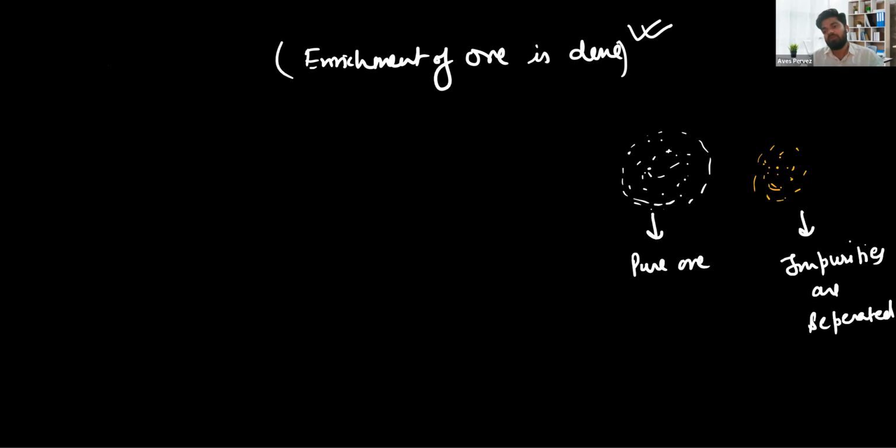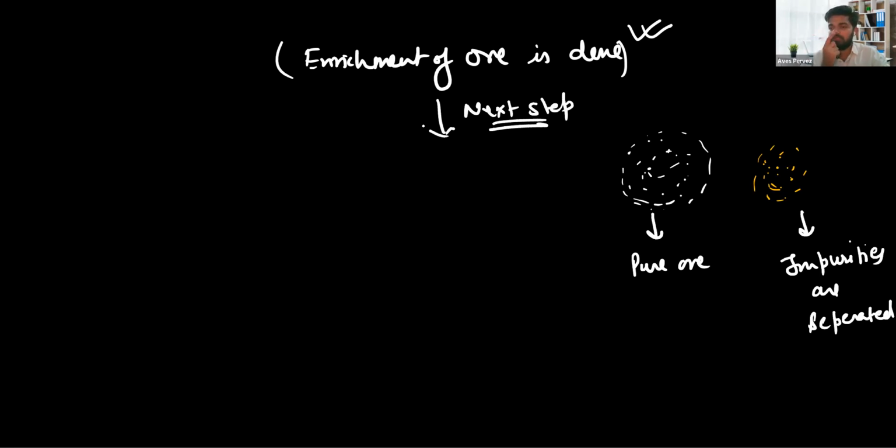Okay, now what we need to do, the next step after the enrichment of ore, is that we are going to bring the ore in a suitable form. For example, if we have, except the halide ores, because halide ores have different methods to be enriched.